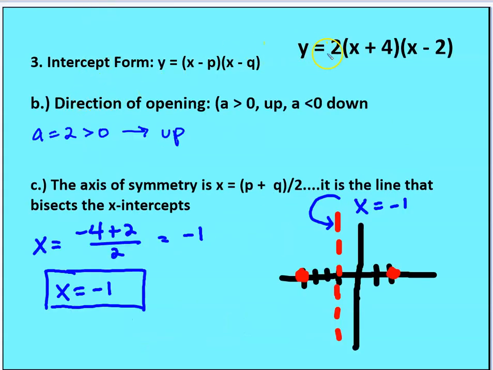B is the direction of the opening. 2 is a positive value, so it opens up. The axis of symmetry is the midpoint between these two x values, right? Because the axis of symmetry splits the parabola in half. If I have these two points on the x-axis, (negative 4, 0) and (2, 0), I can find that midpoint on the x-axis. So negative 4, and this is your midpoint formula, plus 2, divided by 2, is equal to negative 1. x is equal to negative 1 is the axis of symmetry.